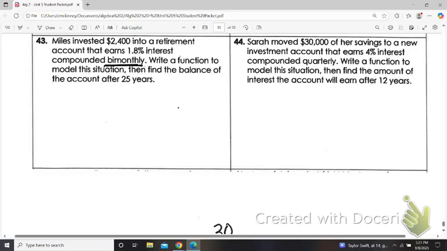Bi-monthly means every 2 months. Semi-month means 2 times in 1 month. Bi-monthly means every 2 months. Just like some people get paid bi-weekly, they don't get paid twice a week, they get paid every 2 weeks. So this is 2 months. So how many times would that be in a year? 6 times a year. So 6 is actually our n number.